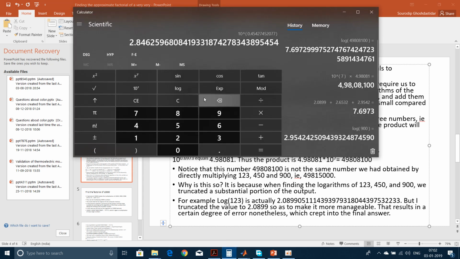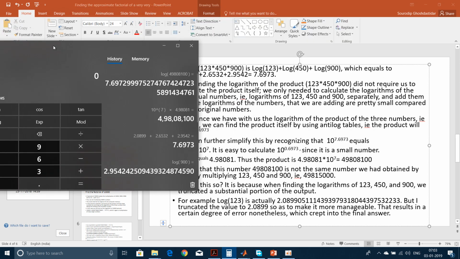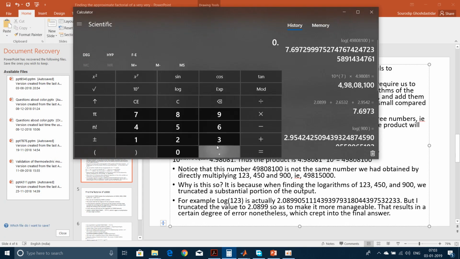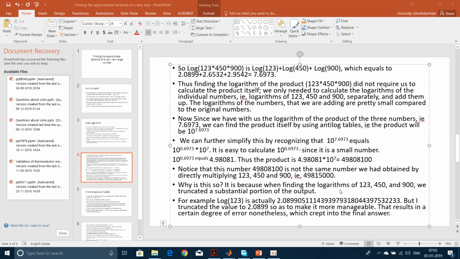So let's fire up the calculator. 10 to the power of 0.6973 is about 4.9808. So the answer would be 4.98081 into 10 to the power of 7, which is around 49808100. So this is our answer.